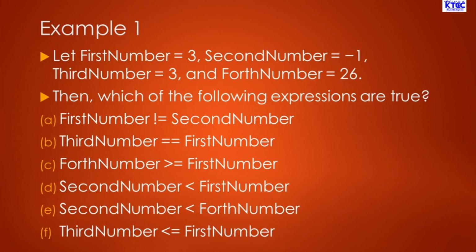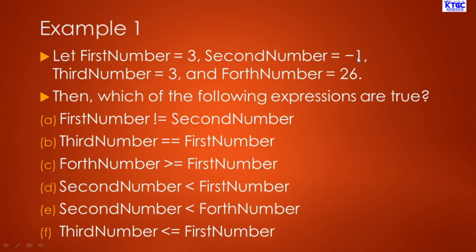Now let's look at example 1 here. I would like you to pause this video on the screen and then you try. I'll help you with A, B, and C. Then you do D, E, and F. Let's check. Let first number equal 3. So the first number is equal to 3. We are assigning this 3 to the first number variable.